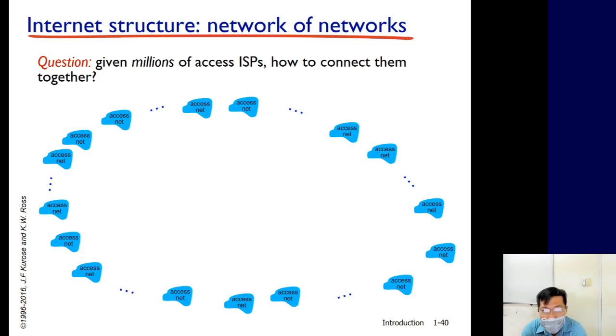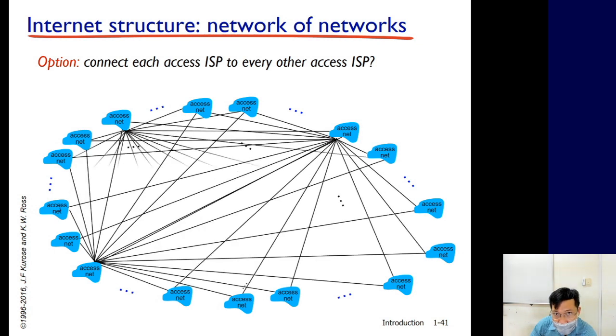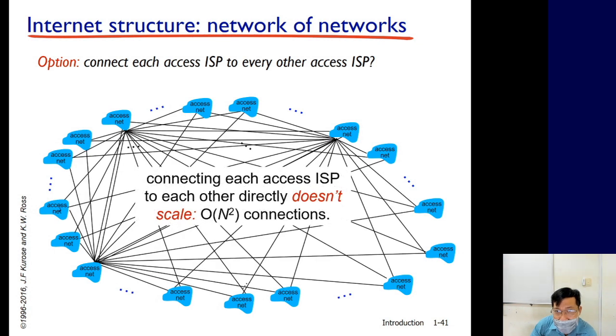Here is a picture of the access ISPs. There are a lot of access ISPs, actually millions of access ISPs in the internet. So how do we connect the access ISPs? There are many kinds of structures used to connect access ISPs to other regional or global ISPs. If we connect all access ISPs in a mesh topology, it is very complicated.